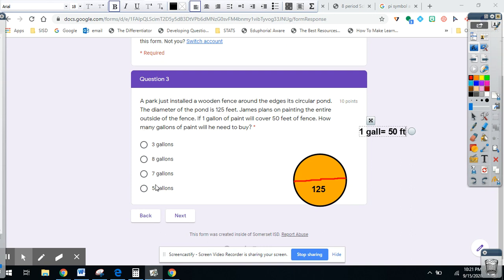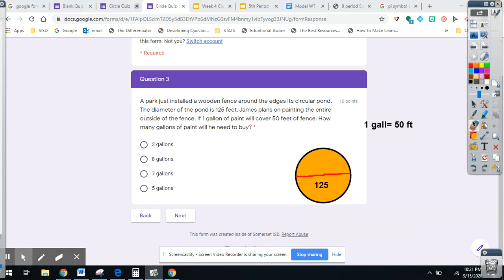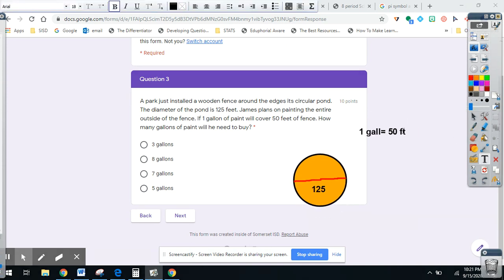It could be 3,875. So I need to figure out what I know about paints. So I know that 1 gallon is 50 feet. So that means another gallon would be another 50 feet. So 2 gallons would be 100 feet, 3 gallons, 150 feet. So all that's great, but I don't know when to stop until I know how many feet. So I need to figure out, before I solve this, how many feet of fence do I need?